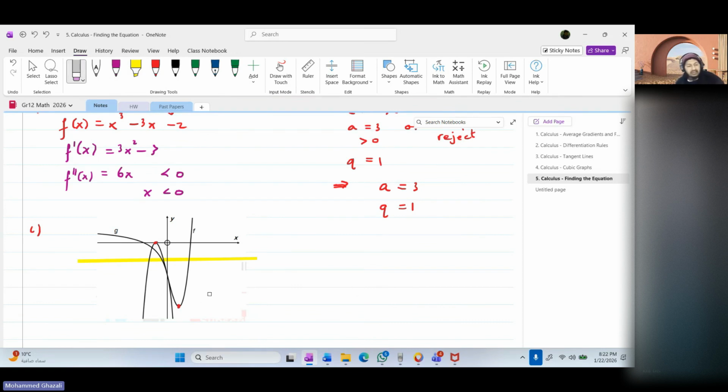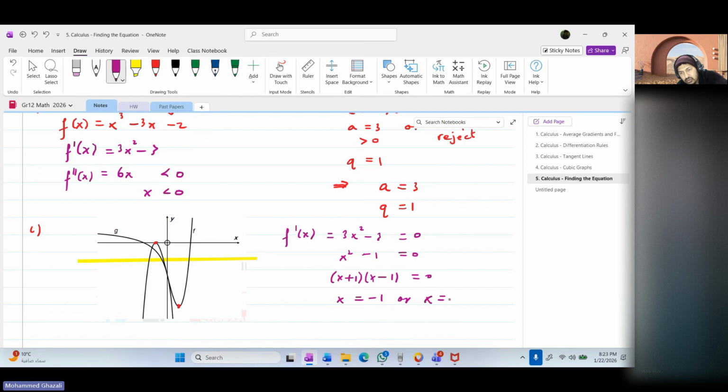Right? So I need the turning point values. So what are the turning point values? You need to find the first derivative and make it equal to 0, right? What was the first derivative? 3x squared minus 3 is equal to 0. Now, you're solving this equation equal to 0. So you're going to take out 3. So you'll get x squared minus 1 is equal to 0. X plus 1, x minus 1 is equal to 0. Difference of two squares. So x is equal to minus 1 or x is equal to plus 1.